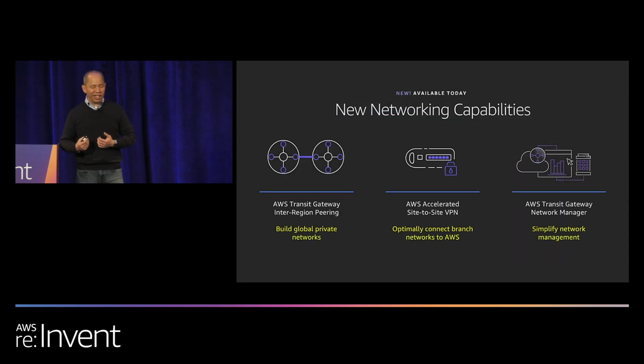So we started the session by talking about our network capabilities and what customers want to do. And these things are all available actually yesterday. So they are actually available today, but the slide didn't update. So we know our customers want to build global private networks. And so with Transit Gateway inter-region peering, you're able to do that.